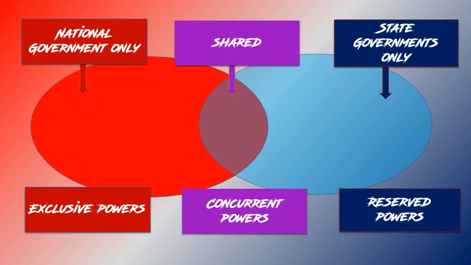Those things that belong to the national government only are called exclusive powers. When we say an exclusive power, we mean only the United States government can do this. When we have things over in the blue circle, the state government powers, we call those reserved powers. These are things that are reserved to the states by the 10th Amendment, and the states should be able to make those decisions. And that little bit of purple space in the middle, we call those concurrent powers. A concurrent power means the national government and the state governments control that at the same time.